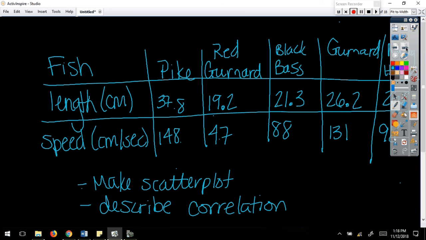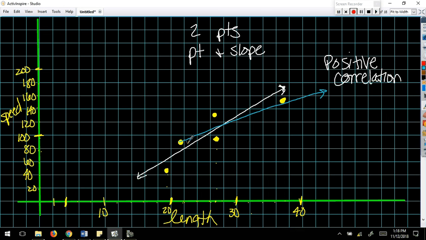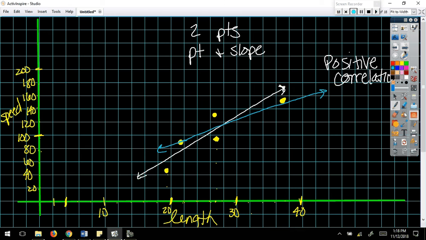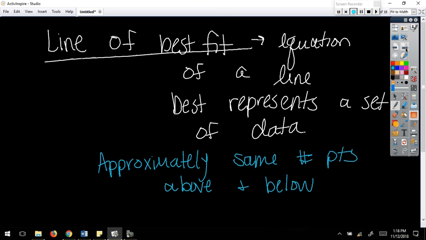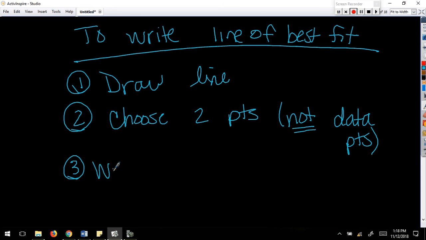I want a line that best represents all of the data as a whole. So this is not a good representation of the data, because that's not what it looks like. I want my line to follow the data as I go. So pick 2 points, not data points, but 2 points on the line that I draw. Then I'm going to write the equation the way I know to write an equation, which is finding the slope and plugging into point slope form.